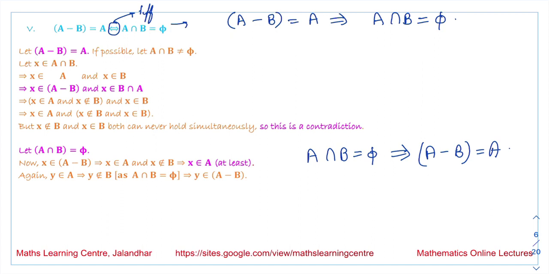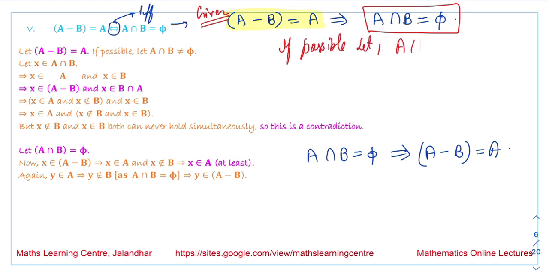So for the first part we consider this thing true, that is given, and we have to prove that this is equal to phi. So if possible, let A intersection B is not equal to phi. It means there is some x which belongs to A intersection B. So this implies that x belongs to A and x belongs to B.